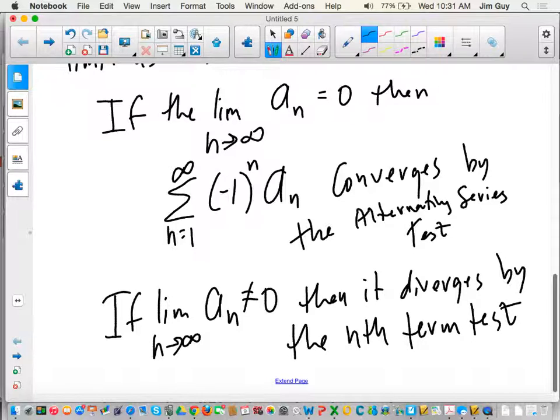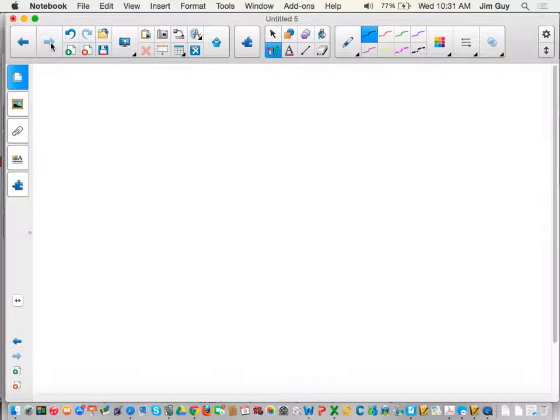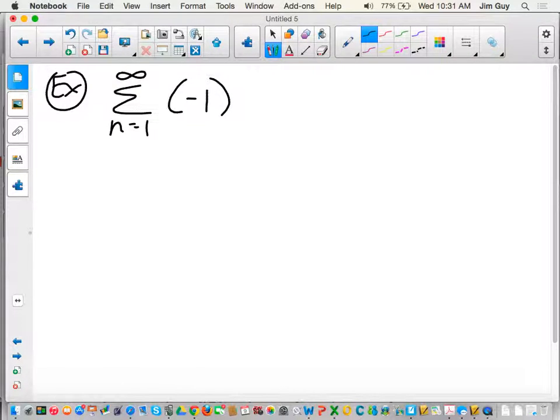Okay, so very easy to see when you have alternating series, very easy test to use. Let's do some quick examples here. Bless you. Okay, so here we go.